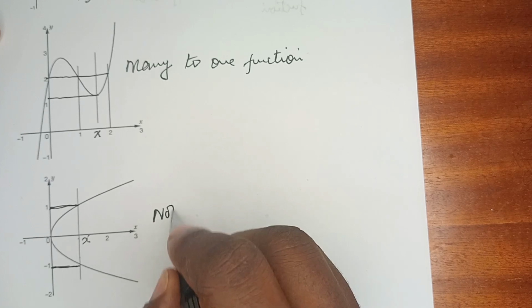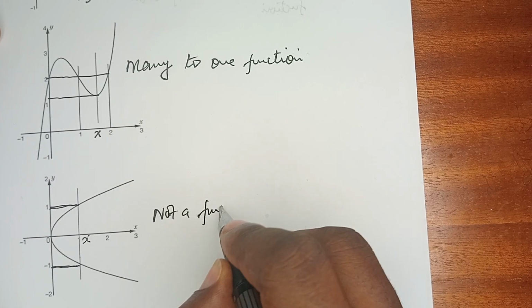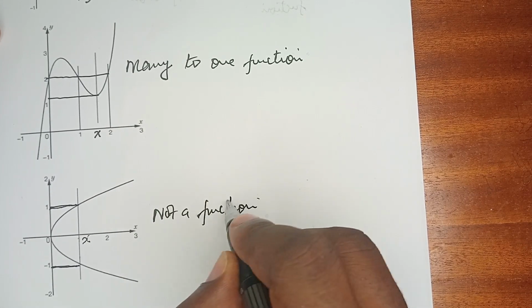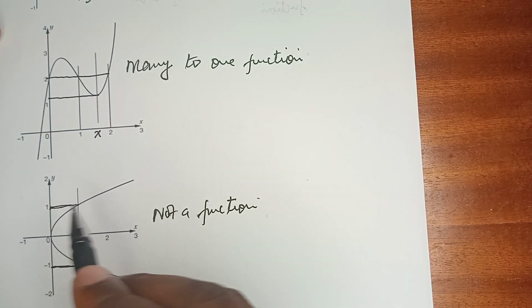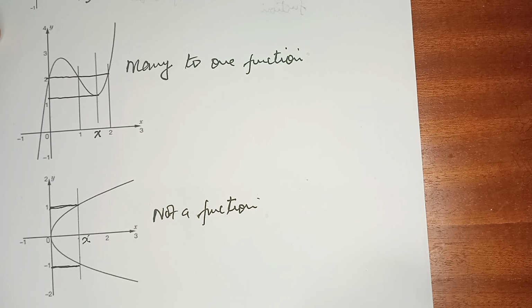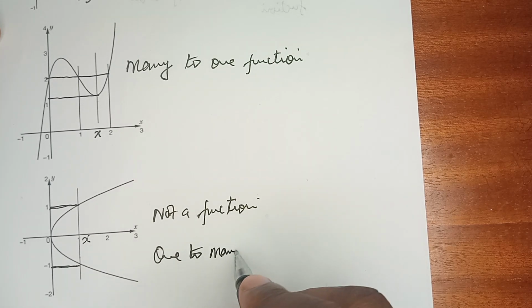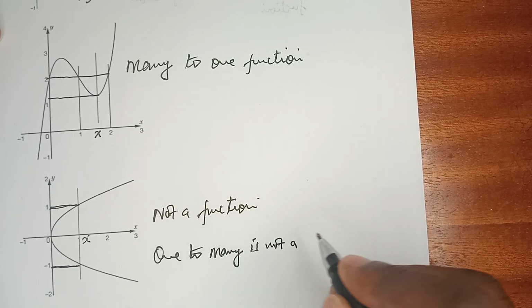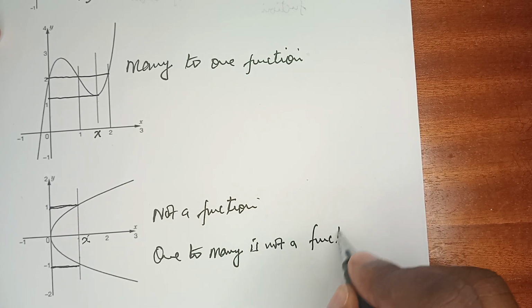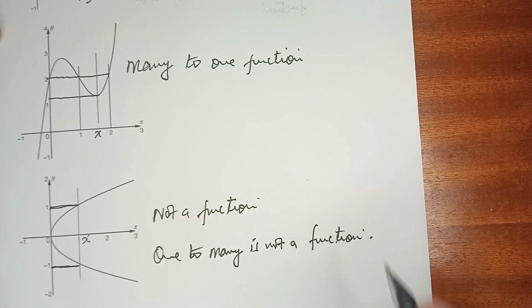This one is not a function, because there is no way one input can give us several outputs. This one is one-to-many, and one-to-many is not a function.